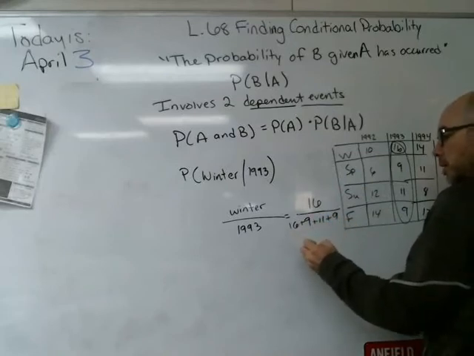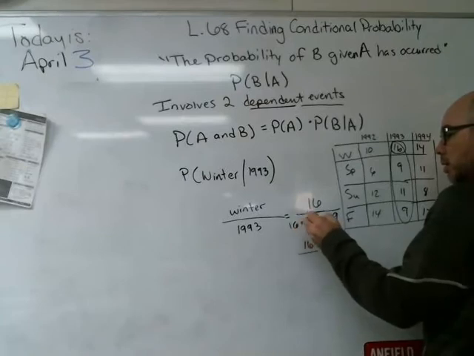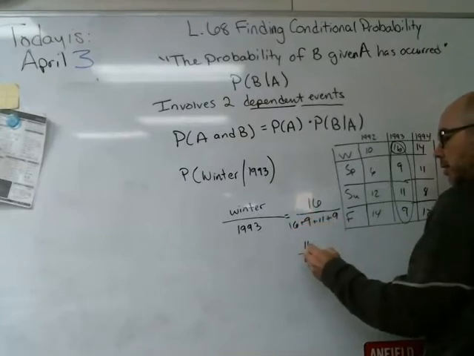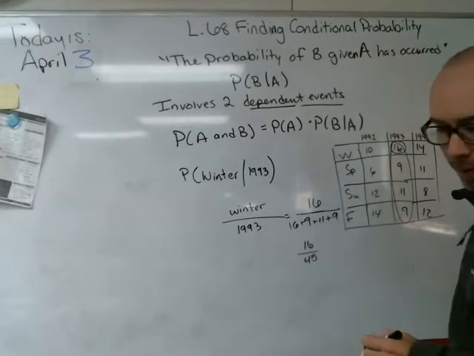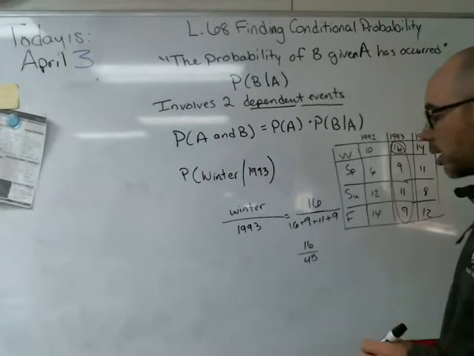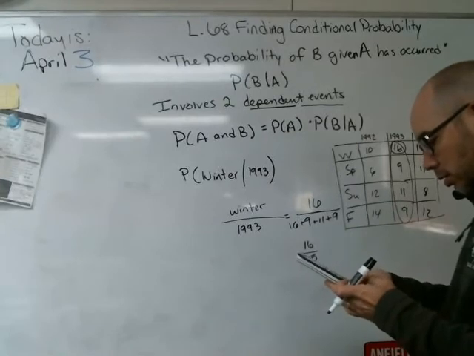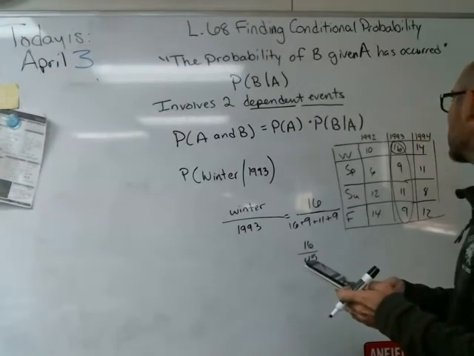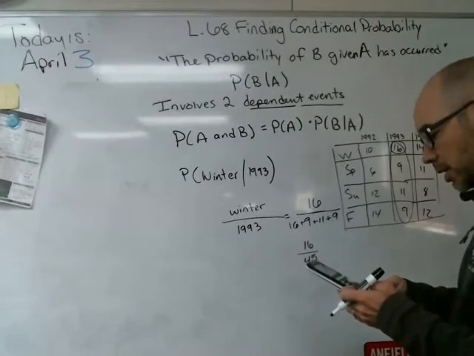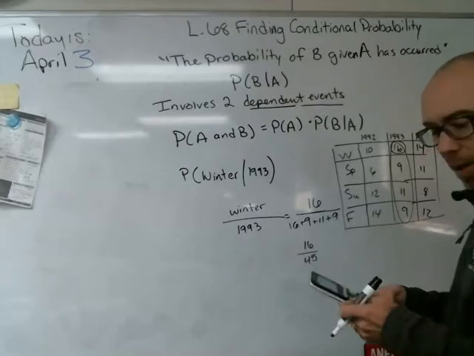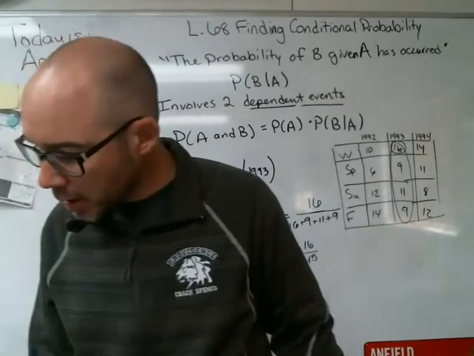So what do we got? We got 16 out of 20, 36, 45. Is that right? This is 45 people there. 20, 30, 45. Yeah. And there you go. As that comes out into a percentage, the probability that you were born in winter and given that your birthday is in 1993, it's about 35.5%. Yes, that corresponds to what they've got there.